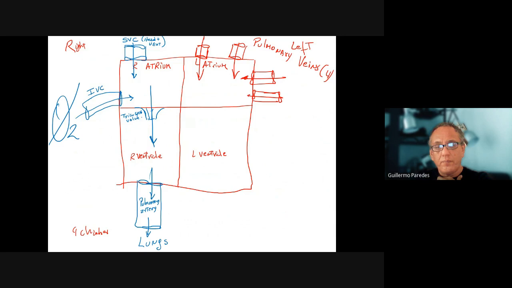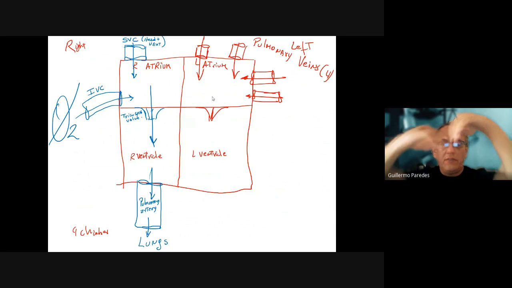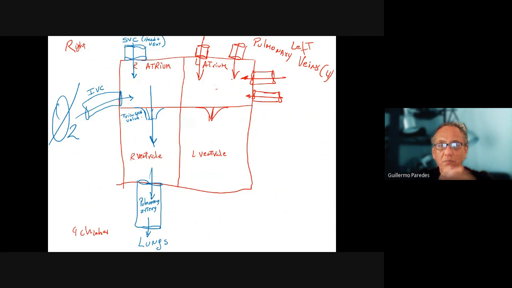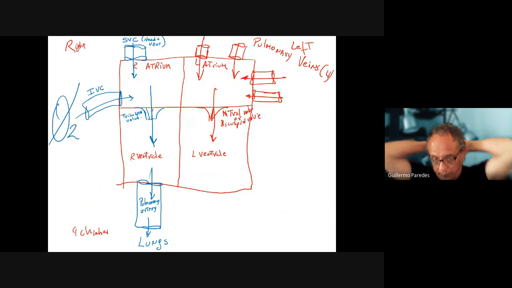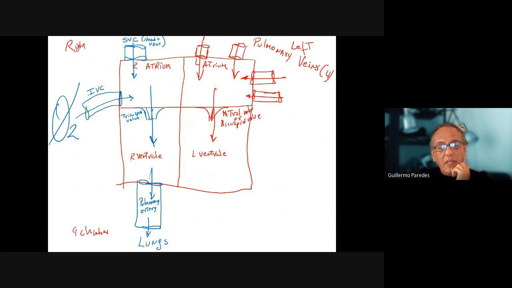Now, here in the left side of the heart, we have a valve too. This valve is going to have only two leaflets. And it's going to open like this. So when the blood reaches a certain pressure in the atrium, because blood keeps coming, the pressure in the left atrium increases, and there is a moment that the pressure is going to open the valve. What is the name of this valve? This is called the mitral valve, or called the bicuspid valve. I like that. Bicuspid valve.